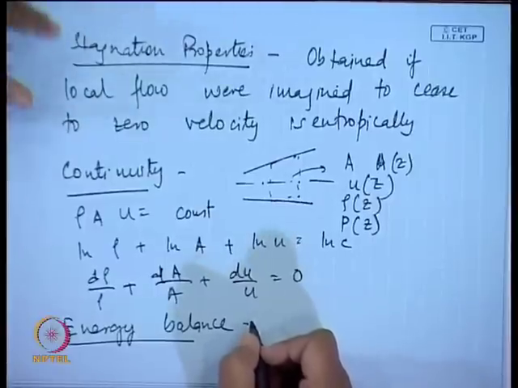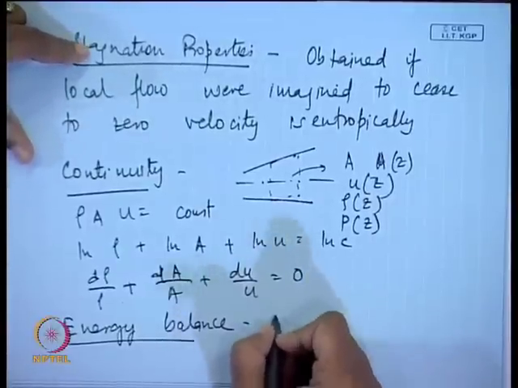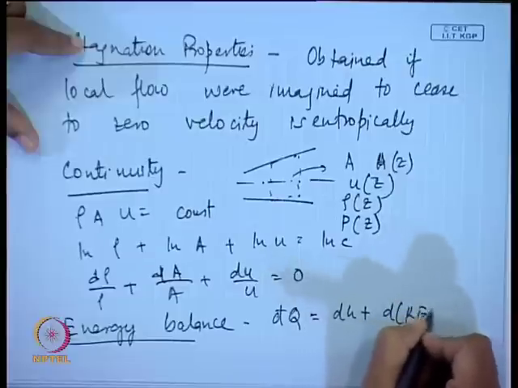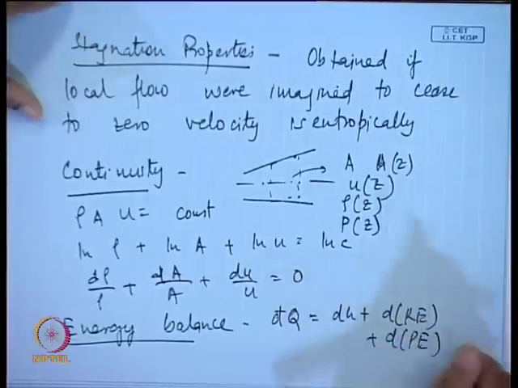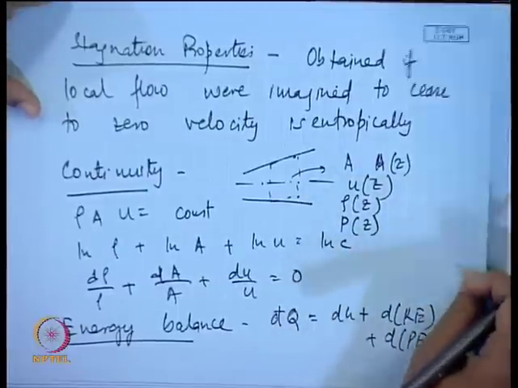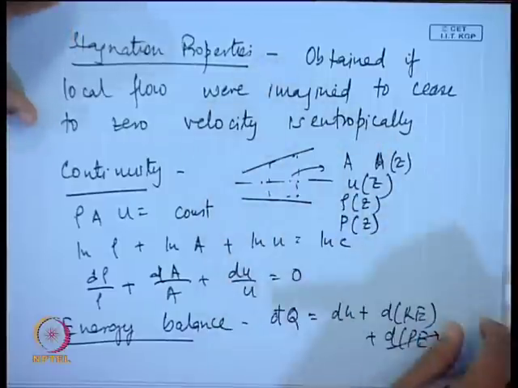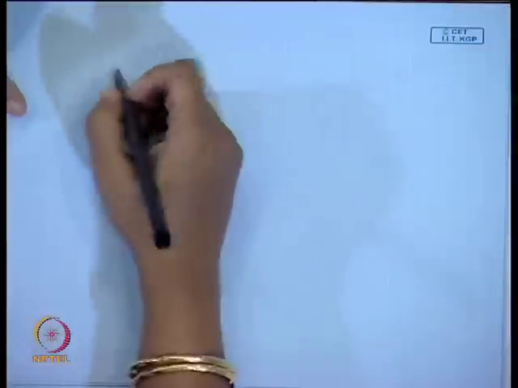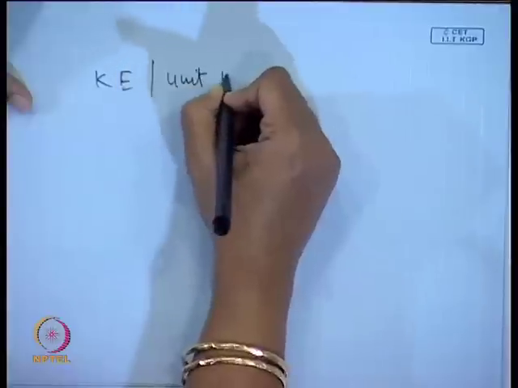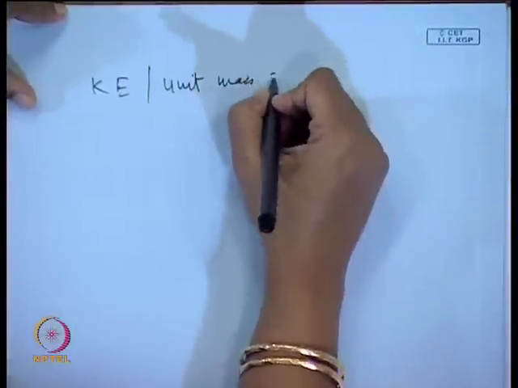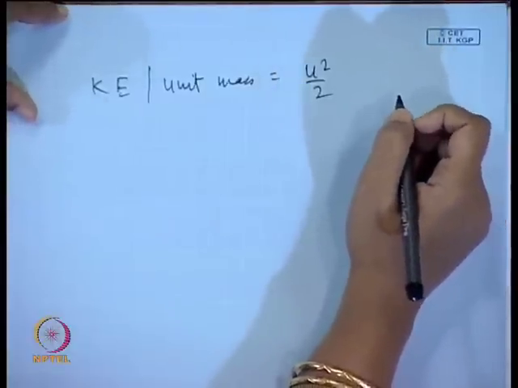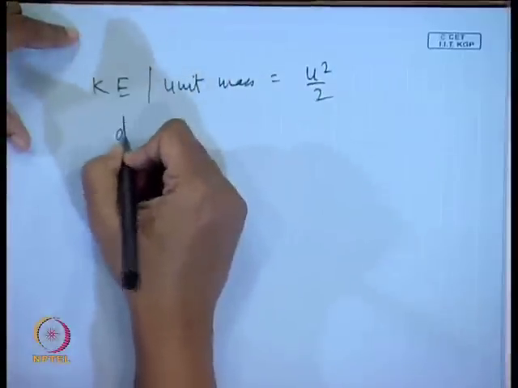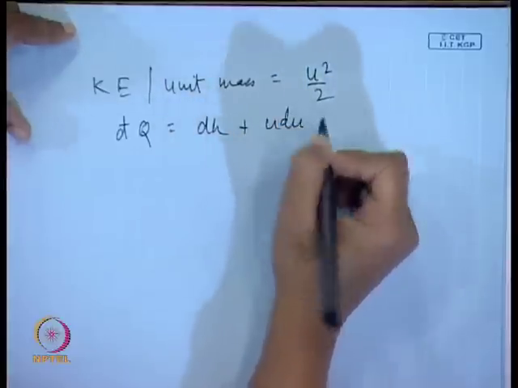From energy balance, it is just the first law of thermodynamics for open systems, from which we get dW, which we are going to neglect, equal to dH plus d kinetic energy plus d potential energy. Usually the potential energy can be neglected, because in this particular case it can be neglected. The kinetic energy per unit mass is nothing but u square by 2. So, if this is substituted in the energy balance equation, then we get dq equals dh plus u du.